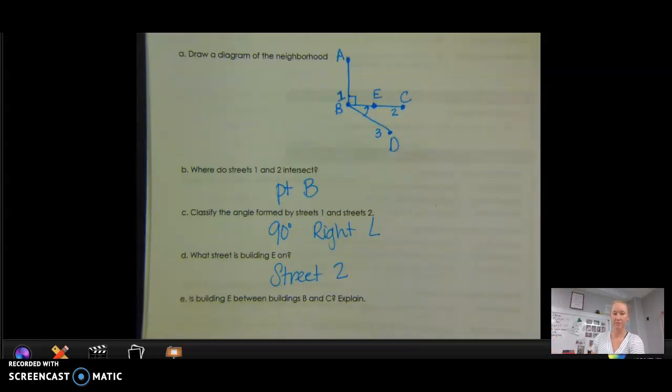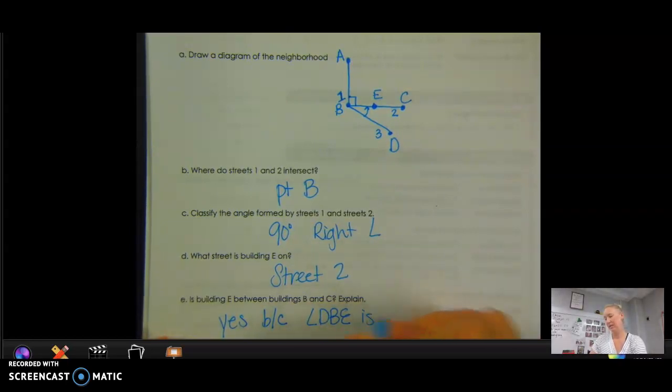Sorry. Okay. Is Building E between Buildings B and C? Yes. Because angle B to D to E, or D to B to E, is acute, and that's the only way to make that an acute angle.